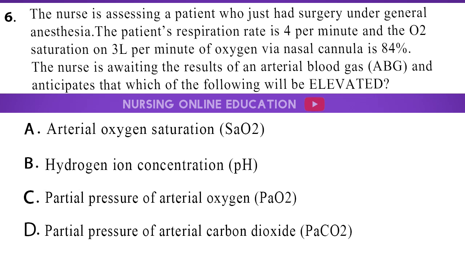A. Arterial oxygen saturation, SaO2, B. Hydrogen ion concentration, pH, C. Partial pressure of arterial oxygen, PaO2, D. Partial pressure of arterial carbon dioxide, PaCO2. The answer is option D, partial pressure of arterial carbon dioxide, PaCO2.